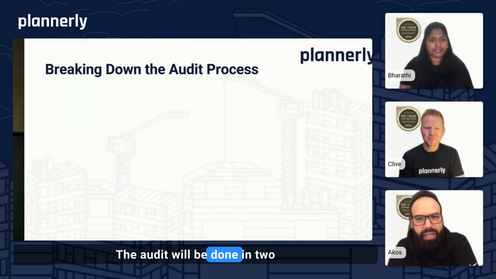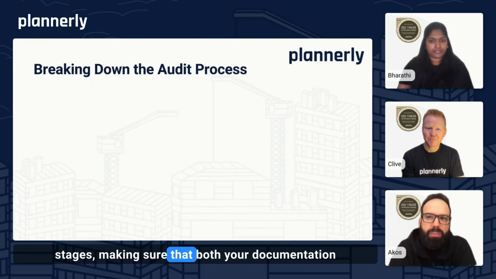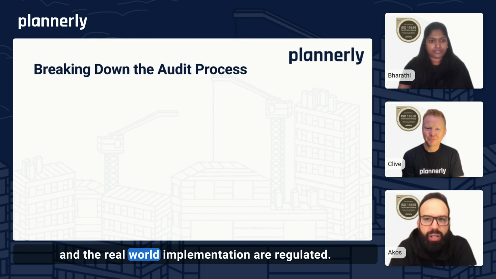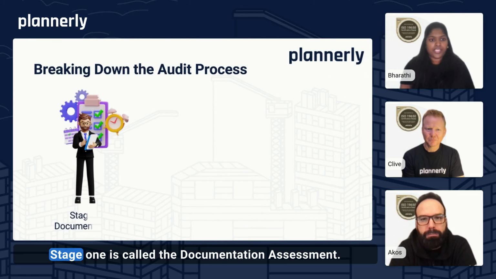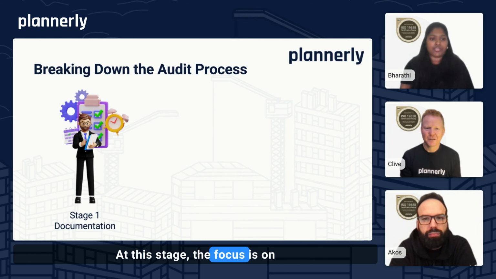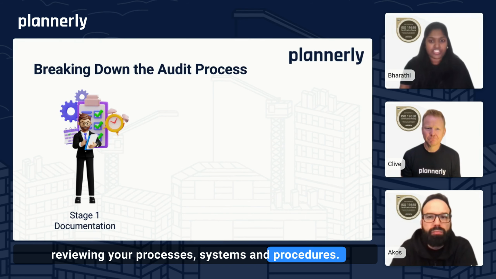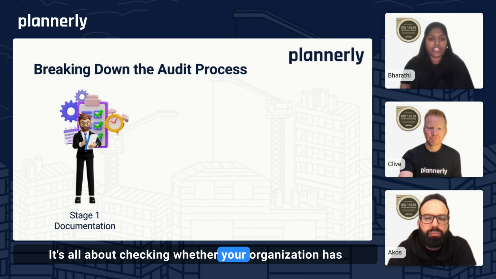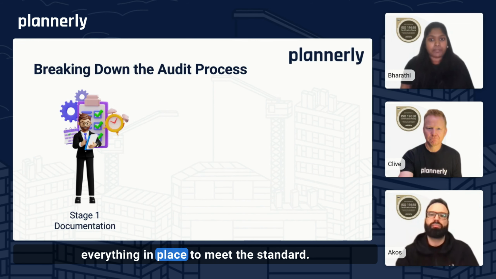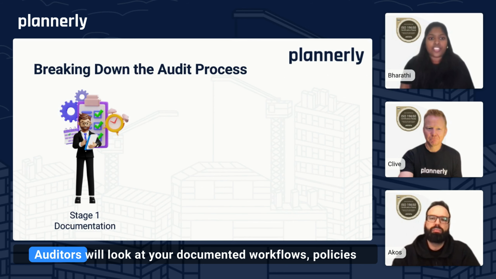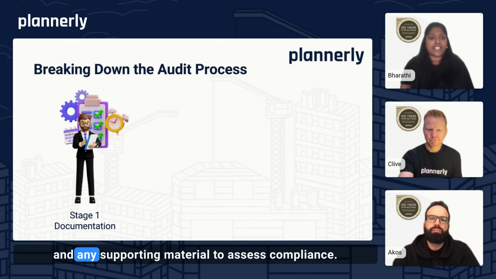The audit will be done in 2 stages, making sure that both your documentation and their real-world implementation are evaluated. Stage 1 is called the documentation assessment. At this stage, the focus is on reviewing your processes, systems, and procedures. It's all about checking whether your organization has everything in place to meet the standard. Auditors will look at your documented workflows, policies, and any supporting material to assess compliance.